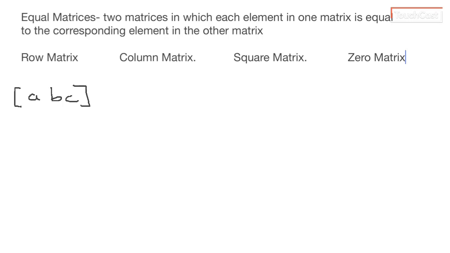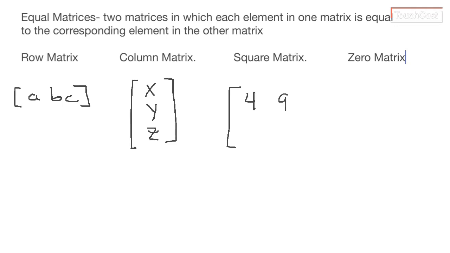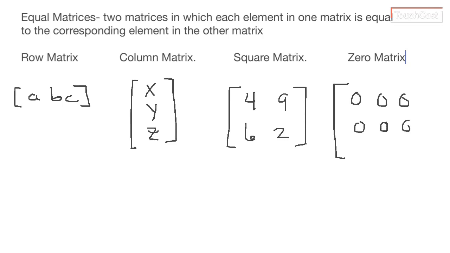Column matrix, also pretty self-explanatory. It's going to have some elements, but they are in just a single column. A square matrix is going to be a matrix that has the same amount of rows as it does columns. And then a zero matrix is going to be a matrix where all the elements are 0.